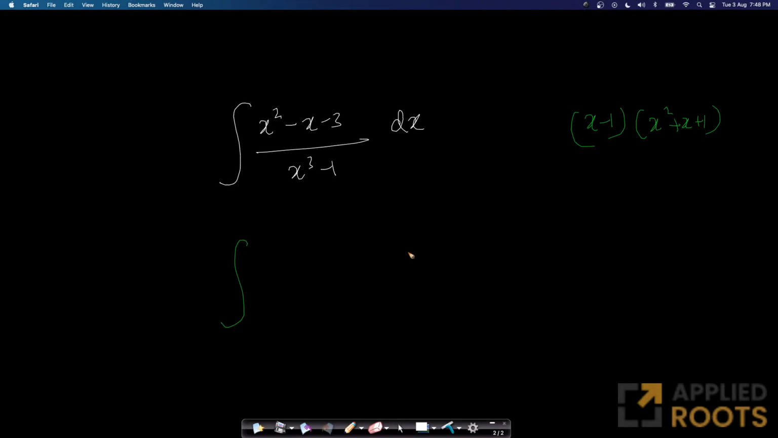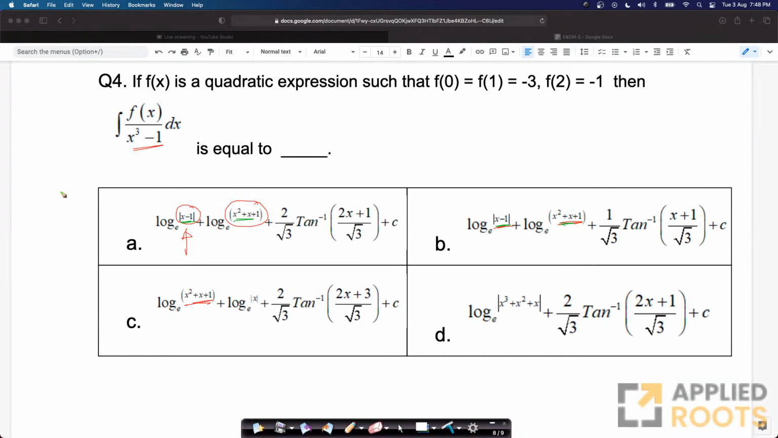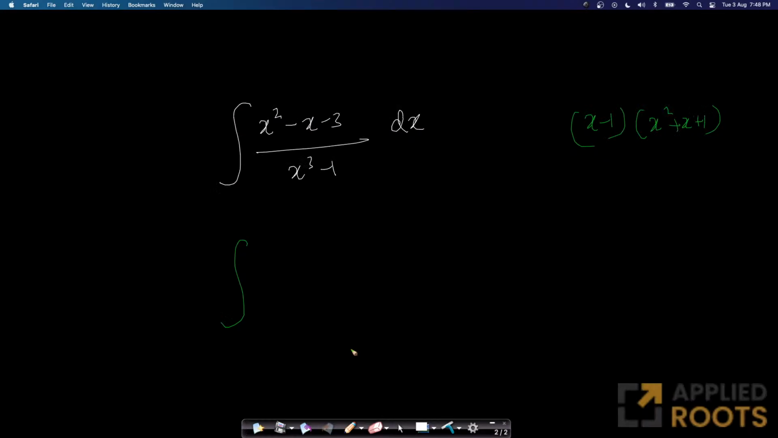Now I said, okay, let's break it down. If I want this expression, I need to get 1 by x minus 1. If I want this, I need to get something by x square plus x plus 1, which means I need both these terms, and there is an addition to these. So now I need to decompose this somehow. The simplest way that I remember decomposing it is, this is the same as this, so I can just erase this and write it as x minus 1 into x square plus x plus 1.